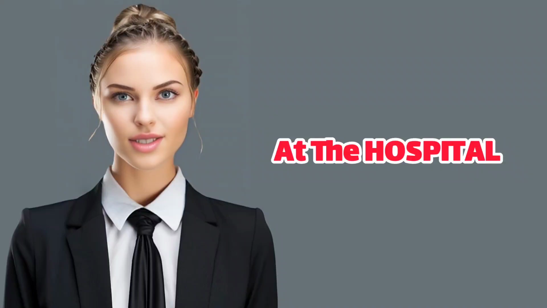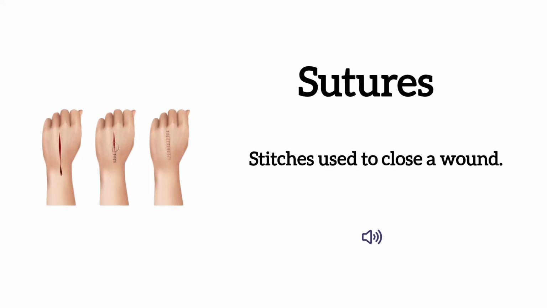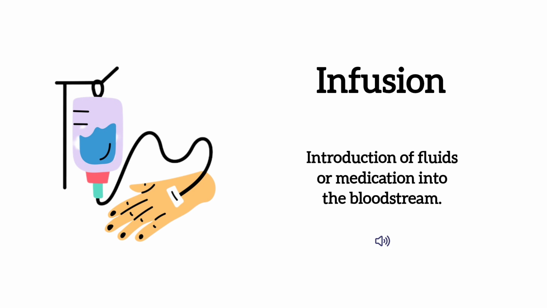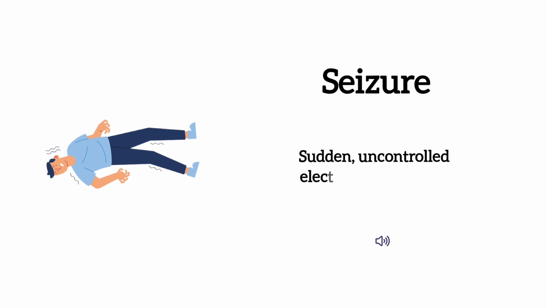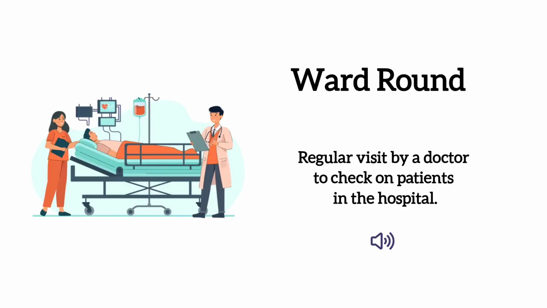At the hospital. Sutures. Stitches used to close a wound. Infusion. Introduction of fluids or medication into the bloodstream. Seizure. Sudden, uncontrolled electrical disturbance in the brain. Ward round. Regular visit by a doctor to check on patients in the hospital.